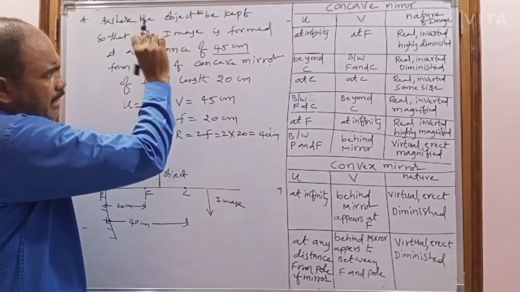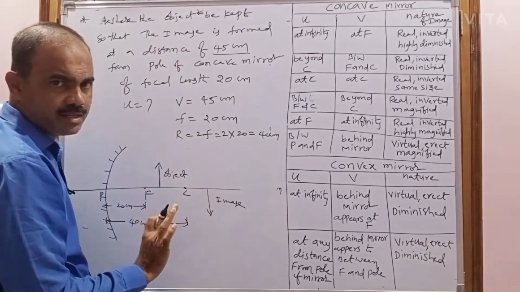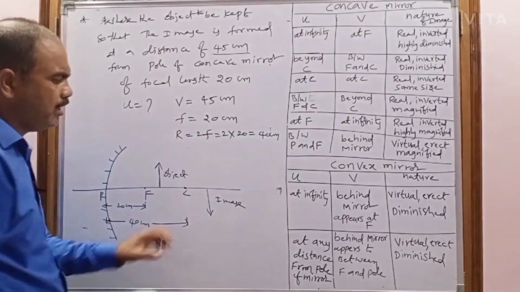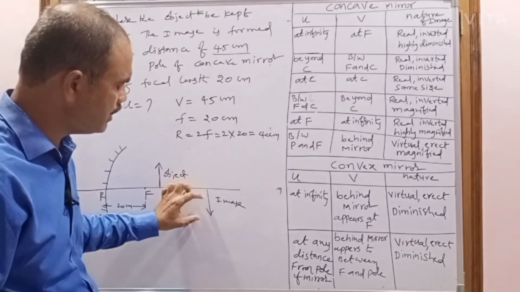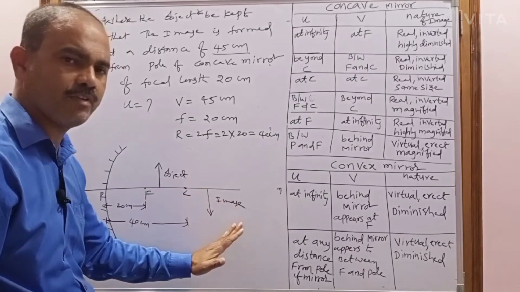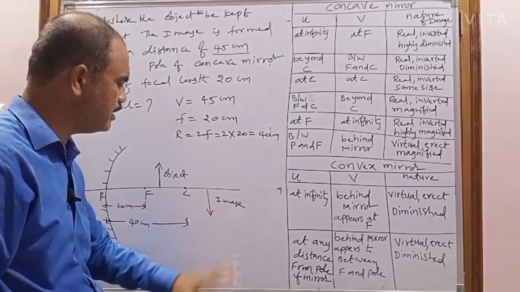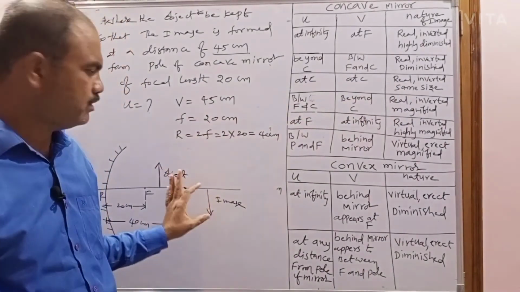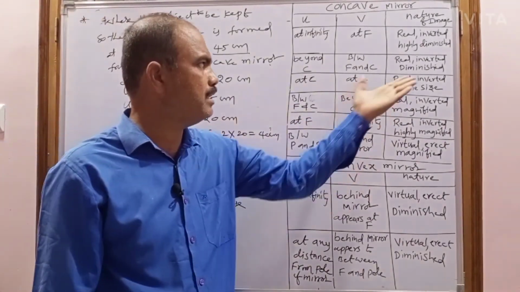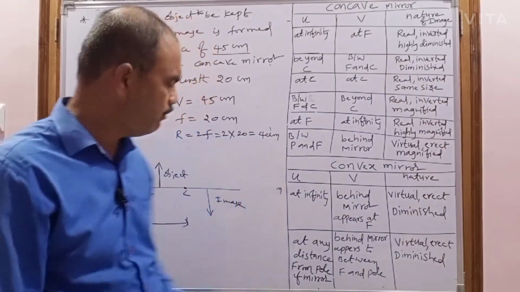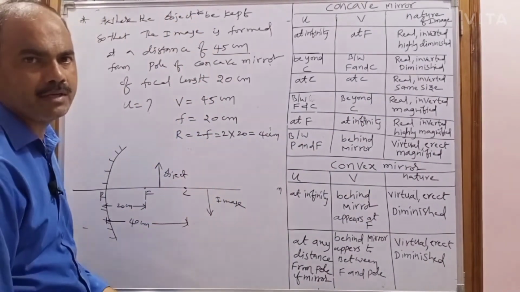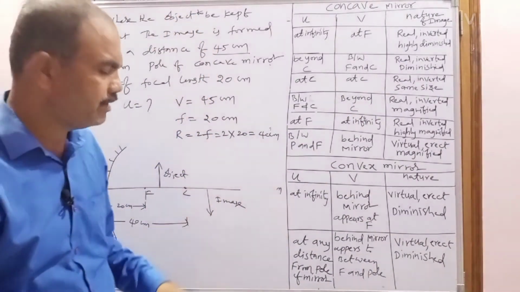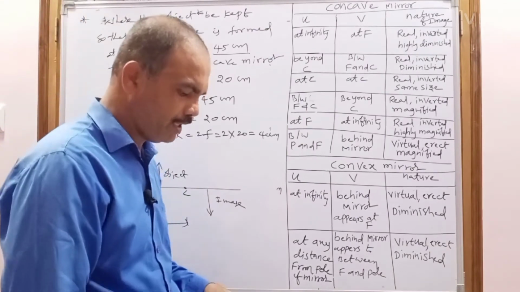Sometimes they will give the nature. If they are not given, you have to guess which type of image it is. When the image is formed beyond C, if you know these things, then you can guess. So beyond C means which type of image? It is real, inverted, and magnified. In this way you can guess.